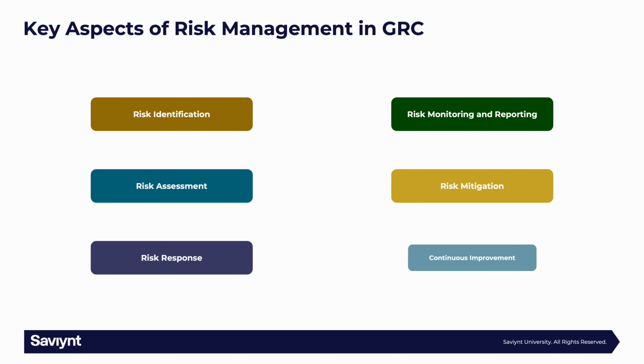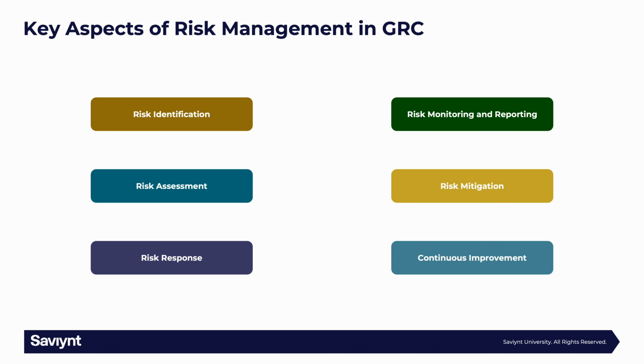Let's understand the key aspects of risk management in GRC. Risk identification. The first step in risk management is identifying potential risks that could impact the organization. This involves assessing all business areas, such as operations, finance, technology, and compliance, to determine where vulnerabilities may exist. For example, a manufacturing company might identify risks related to supply chain disruptions, environmental regulations, or data breaches.